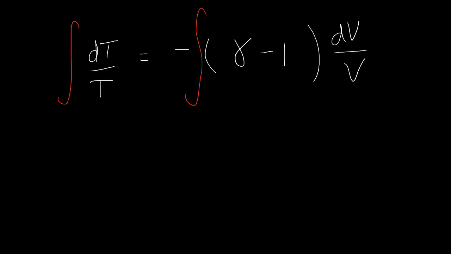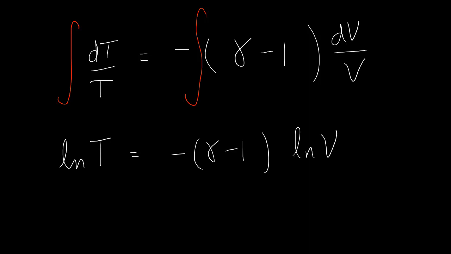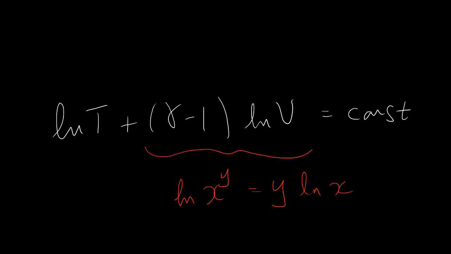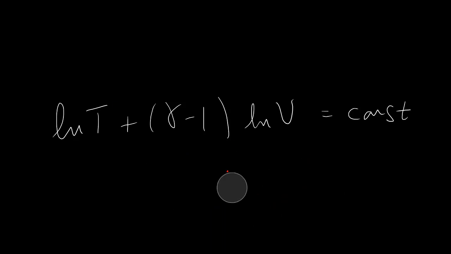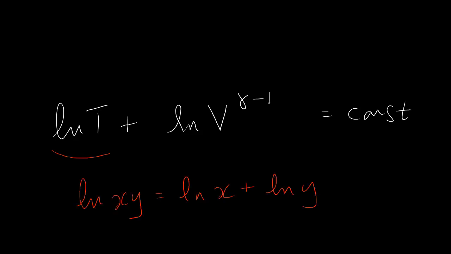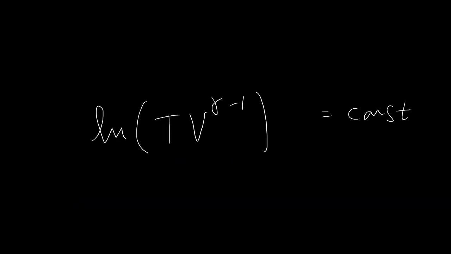Integrate both sides. So natural log ln of T equals minus (gamma minus 1) log V plus a constant of integration. We rearrange to get log T plus (gamma minus 1) log V equals a constant, and use a law of logs, which is log of x to the power y equals y log x. So log T plus log V to the power gamma minus 1 equals constant, and we use another law of logs, log of xy equals log x plus log y, to get log of T times V to the gamma minus 1 equals a constant.